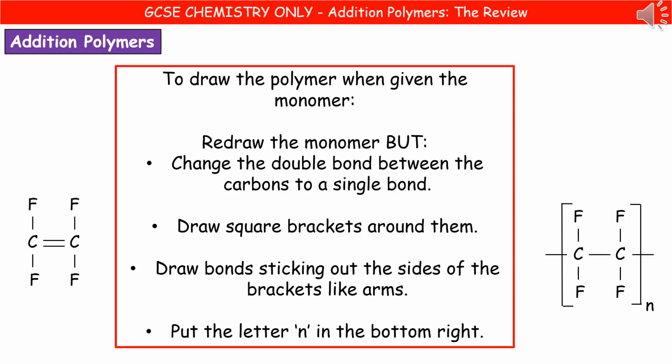If they were to give you the polymer on the right and ask you to draw the monomer, then all we do is the reverse. Lose the N, lose the brackets, and what we then do is we copy the bit that was inside the brackets without the bond sticking out on the left and right, and put a double bond back in the middle.